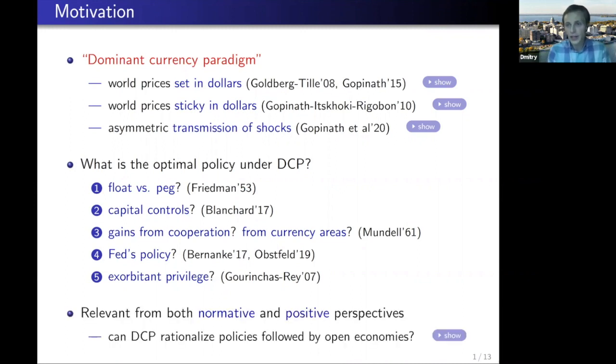So these questions are clearly normative, right? They are about welfare, about optimal policy, but they also have important positive implications. So in particular, the standard prescription of free floating exchange rates and no capital controls is widely violated in the data. We know that most countries actually deviate far away from this benchmark. And so the question is whether we can rationalize the policies that we see in the data by focusing on dollar currency pricing in international trade.